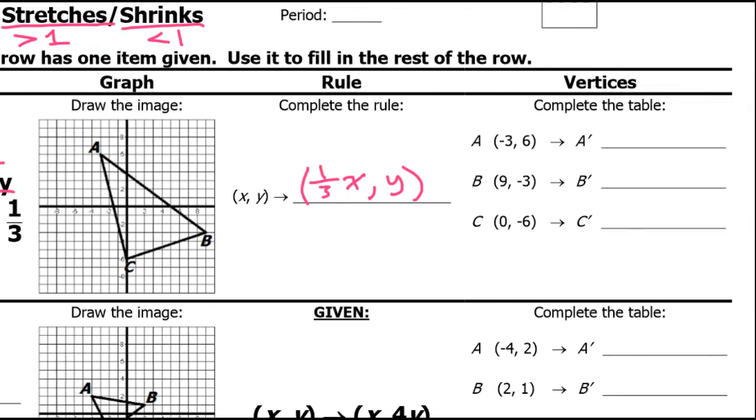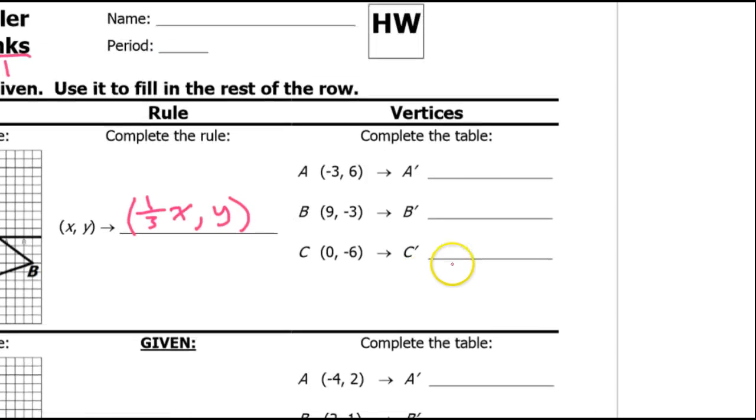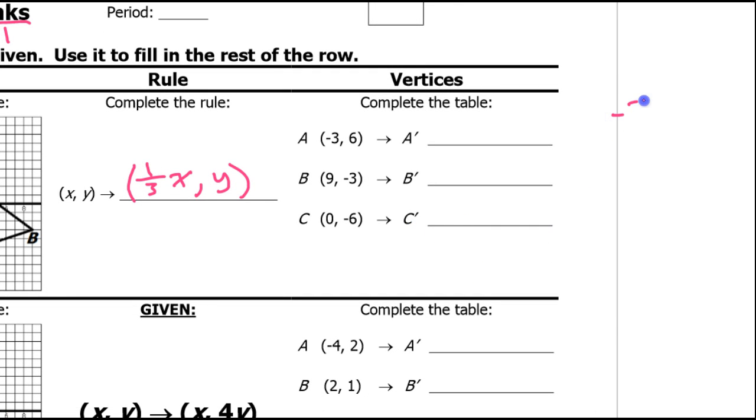So if I take these values and multiply all the x values by 1/3, that means I need to take -3 and multiply that by 1/3. Hopefully you can do that in your head. If you multiply straight across, that's going to give you -3/3, which is -1. Okay, the y value stays the same.